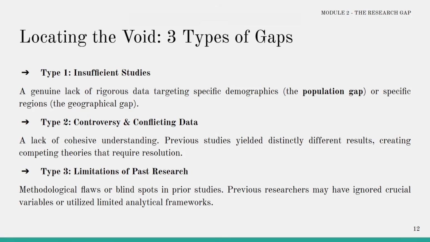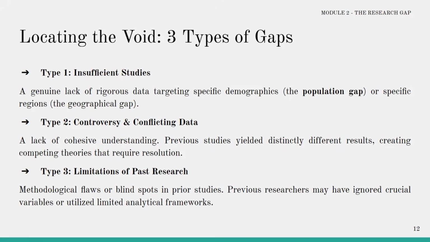So module 2 is research gap. Research gaps are basically the opportunity for new knowledge. And there are broadly three types of research gap. First one is insufficient studies, so a genuine lack of rigorous data targeting specific demographics or specific regions. For example, we may have very few studies on bamboo reinforced pedestrian bridges. So there is a genuine lack there.